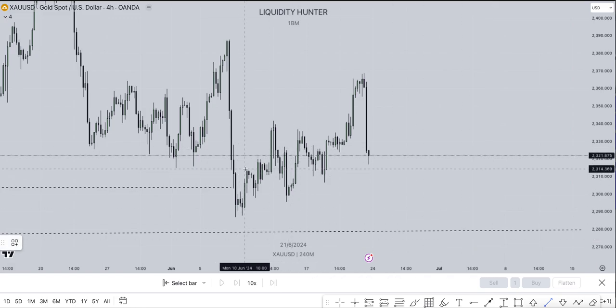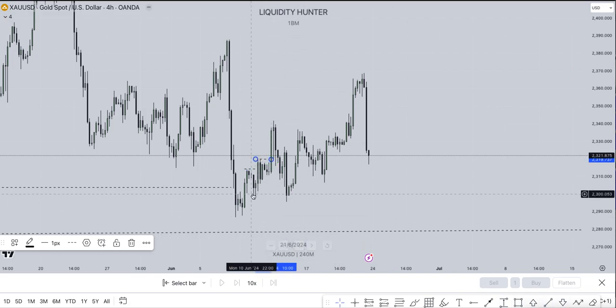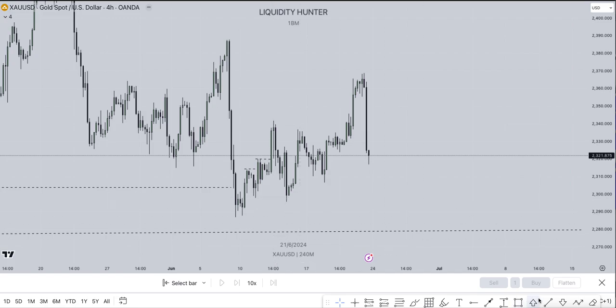And that high kept going up. And look what happened. There was liquidity after that high was formed. See the liquidity here. See how beautiful it is to understand the market on a higher time frame. The price cleared that liquidity.